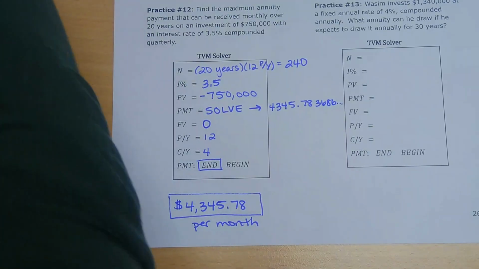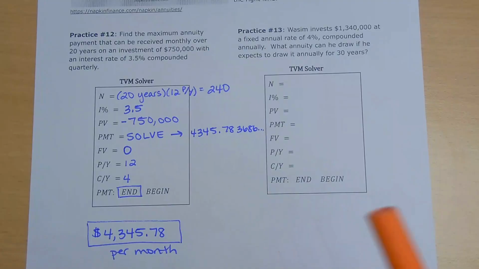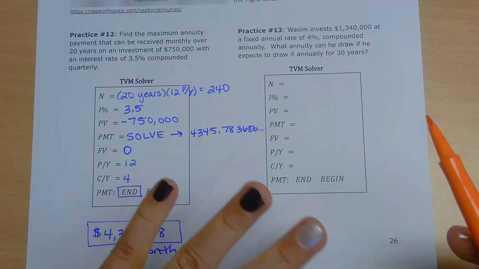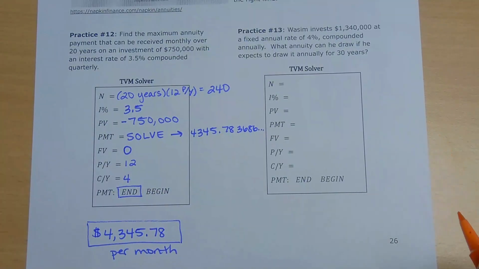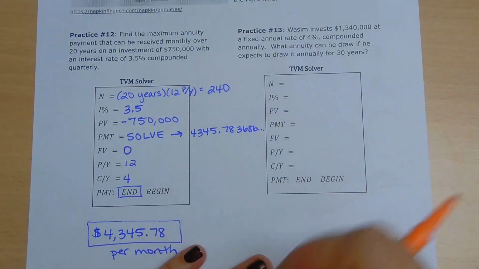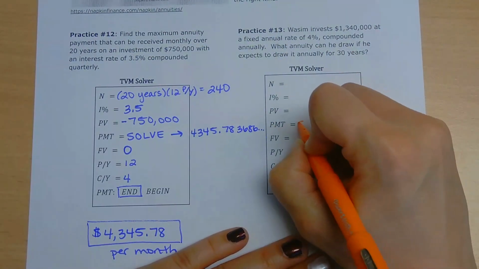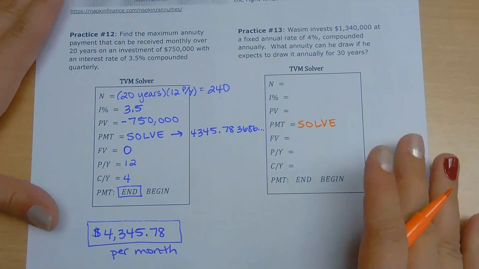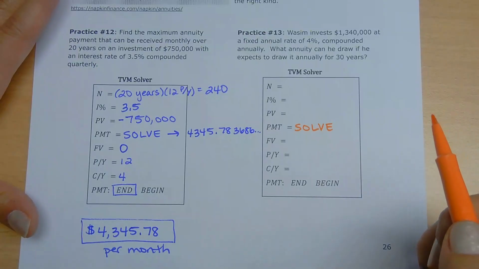Okay. And then let's do practice number 13. Wasim invests $1,340,000 at a fixed annual rate of 4% compounded annually. What annuity can he draw if he expects to draw it annually for 30 years? So again, here they're asking for the annuity. And if you haven't already done this with some of these videos, I suggest pausing, trying it yourself, and then checking in. But the annuity is the payment amount that I'm receiving. So once again here, solving for the payment amount. Maybe I'll make that a little different in the future, but it doesn't hurt to practice the vocabulary here.